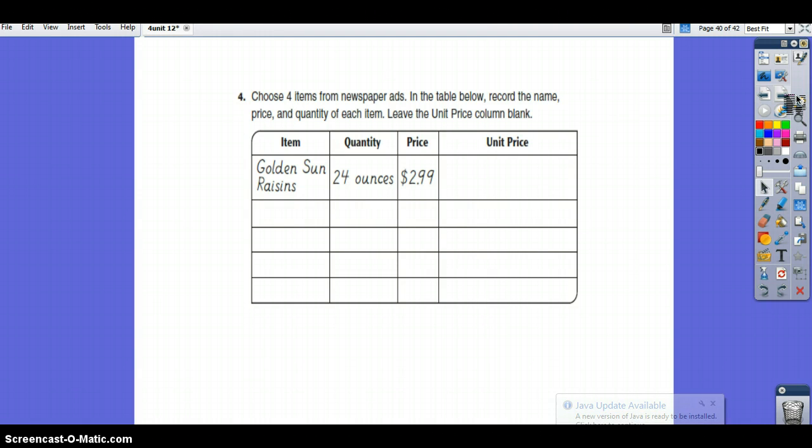I want you to look for 4 items from newspaper ads, and in the table below I want you to record the name, price, and quantity of each item and leave the unit price column blank. So go ahead, find that, and write it on a sheet of paper. Then again, come back to me at the table.